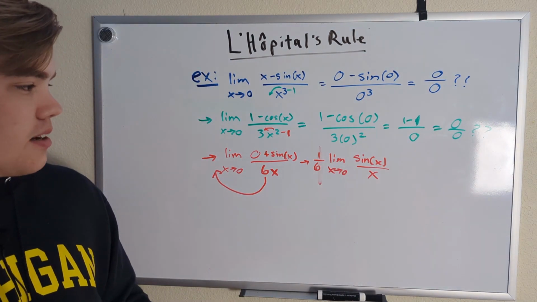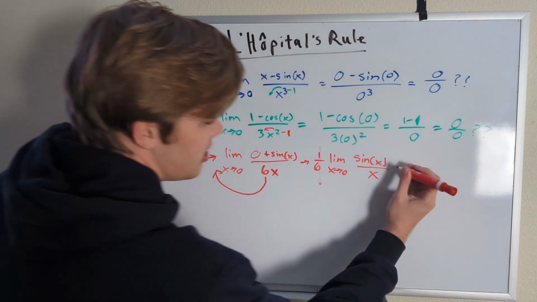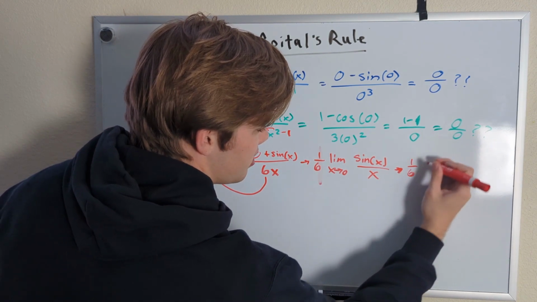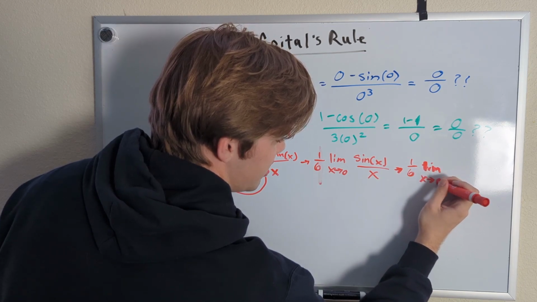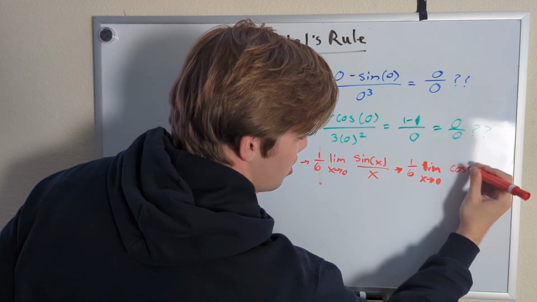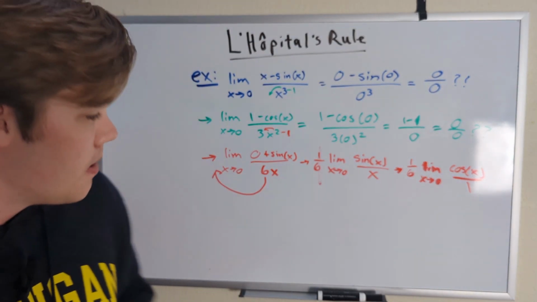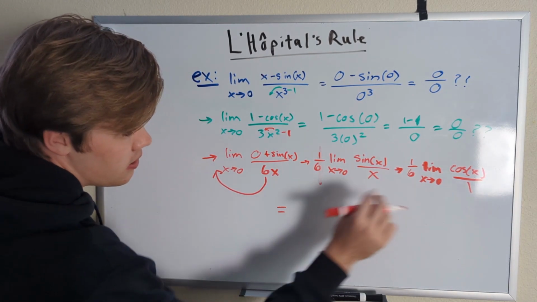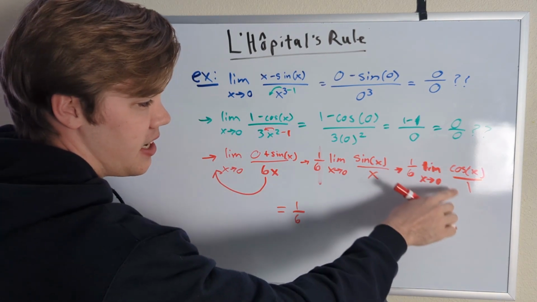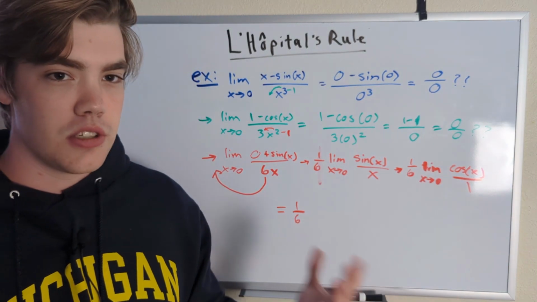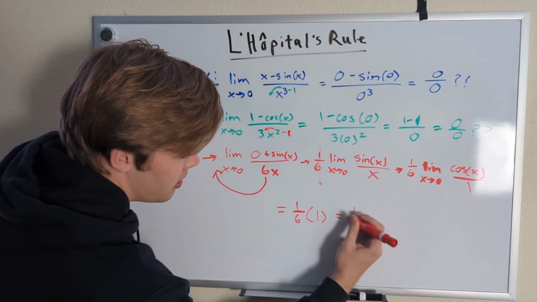Let's use L'Hopital's rule here because once again, if we were to plug in 0 here and 0 here, we would get 0 divided by 0. So this then turns into 1/6 times the limit as x approaches 0 of cosine of x divided by 1. And if we were to plug in x equals 0 to cosine of x, we would get 1. So the limit of cosine x divided by 1 is cosine of 0, which is 1 divided by 1, which is just 1. So this ends up being 1/6 times 1, which is just 1/6.